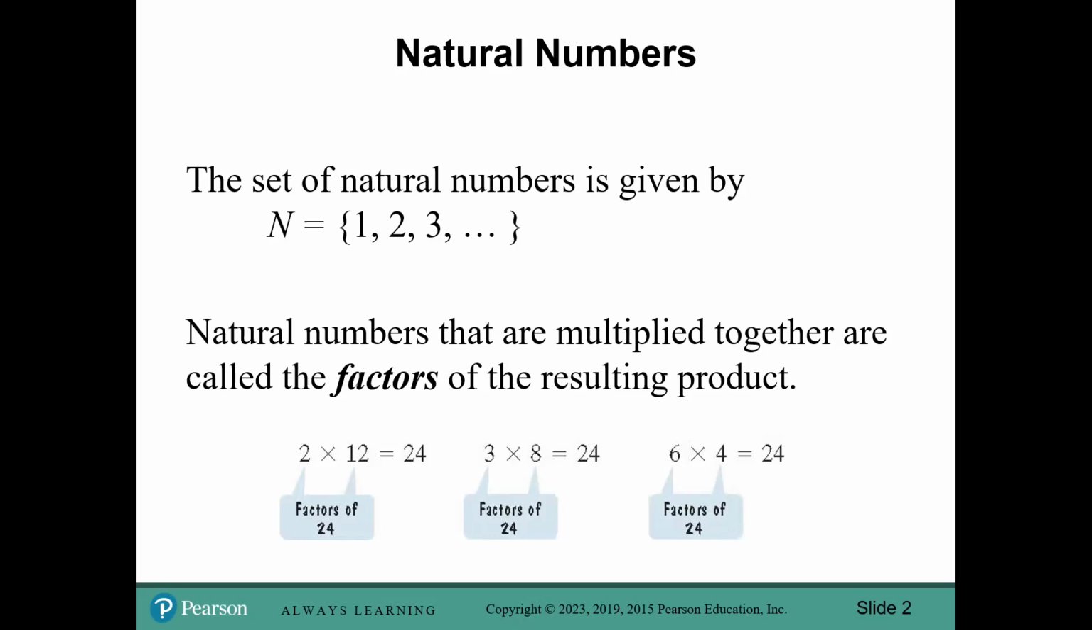Natural numbers are just the set of natural numbers given by 1, 2, 3, 4, counting numbers, right? If we take any two of those numbers and multiply them together, so like down here, 2 times 12, 2 is a natural number, 12 is a natural number. The result of that multiplication is also a natural number. The two numbers that we multiply are called factors, and the result of that is the product.